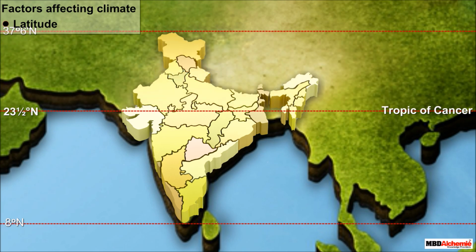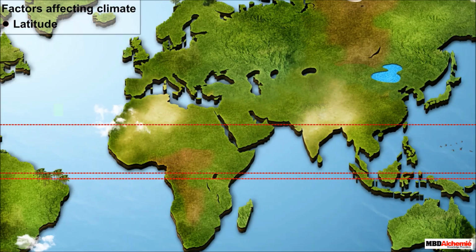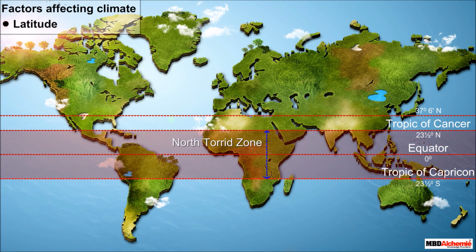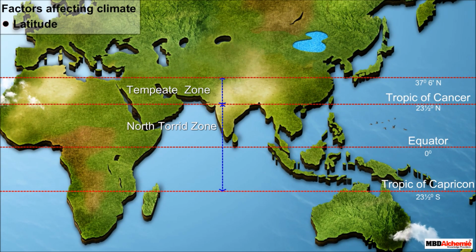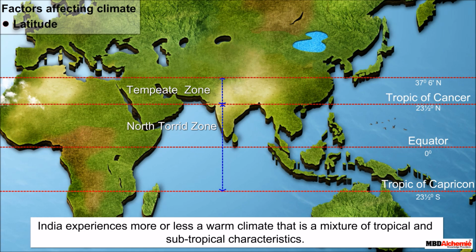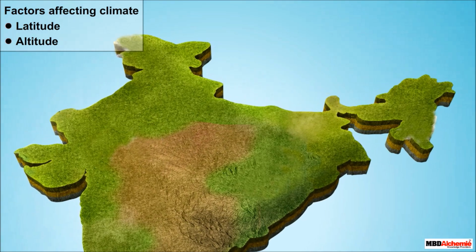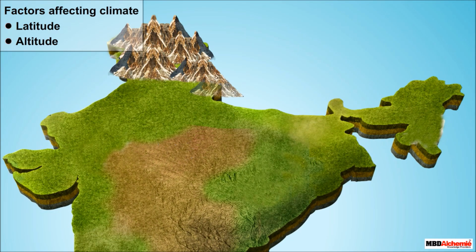If we want to understand the location of India as per the heat zones, it is falling almost entirely in the torrid zone, leaving only northernmost 14.5 degrees in the temperate zone. The torrid zone receives more heat due to vertical rays, hence remains hot. Therefore, we can say that India experiences more or less a warm climate that is a mixture of tropical and subtropical characteristics. Now let's see how the altitude of the Indian landmass influences its climatic conditions.